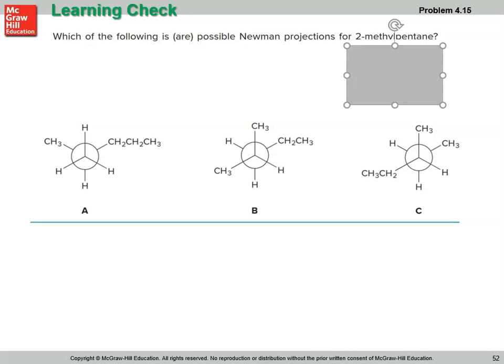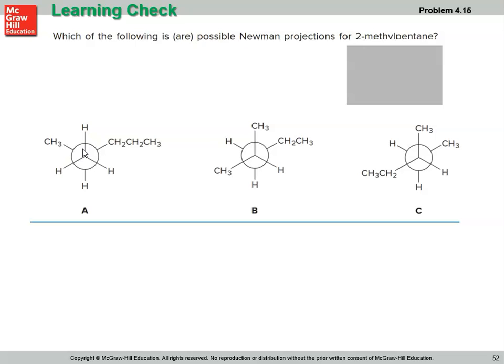Here's another learning check that you should do with a pencil and a piece of paper. The first part of this is we're going to draw a Newman projection, but actually before that, we need to solve this problem. What is 2-methylpentane? So I will pause it and give you a second to think about that and write it down.